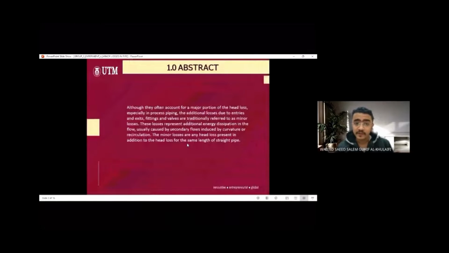Although they often account for a major portion of the head loss, especially in process piping, the additional losses due to the entries and exit, fittings and valves are traditionally referred to as the minor losses. These losses represent additional energy dissipation in the flow, usually caused by secondary flows induced by curvature or recirculation. The minor losses are any head losses present in addition to the head losses for the same length of straight pipe.